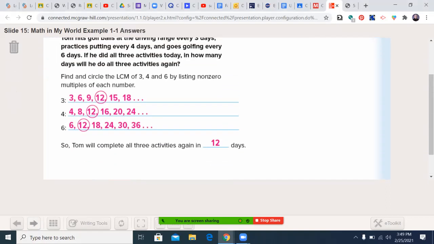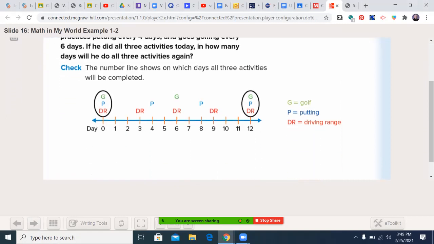And you can see that they did what we did there. I could check it by creating a number line. This, in all honesty, is going to be more work. I only require you to do it if it tells you to. But on day 0, golf, putted, driving range. You can see the driving range every 3, the putting every 4, the golf every 6, and this was the next day that they were all there.